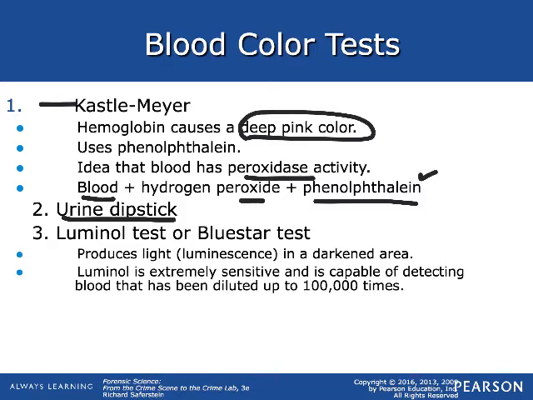Okay, now the third test, this is more glamorous and sexy, is the luminol, or it's also called a blue star test. So luminol is super sensitive. So you spray it on. It's capable of detecting blood that's been diluted up to 100,000 times. So somebody's washed it. So you shine a UV light on it. So you have to spray it with the luminol. The luminol reacts with the blood, and then you shine the UV light on it, and you should be able to see a blue light.